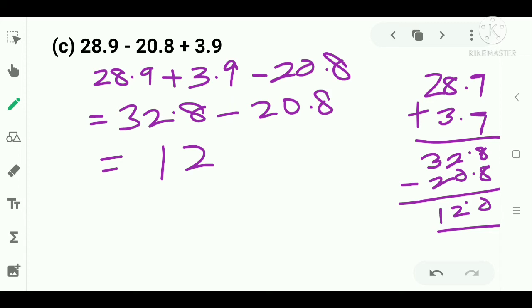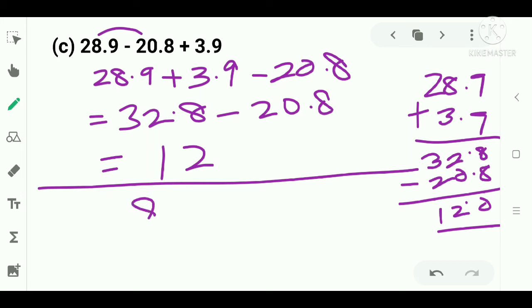This is the answer. And students, one more thing, you can do this question in another way also. Firstly, if you subtract 20.8 from 28.9, then you can get 8.1. If you subtract first, you can do this question also in this way. Then you can get 8.1 plus 3.9. When you add both the numbers, then you get 12. Okay, so this question you can do in this way also.